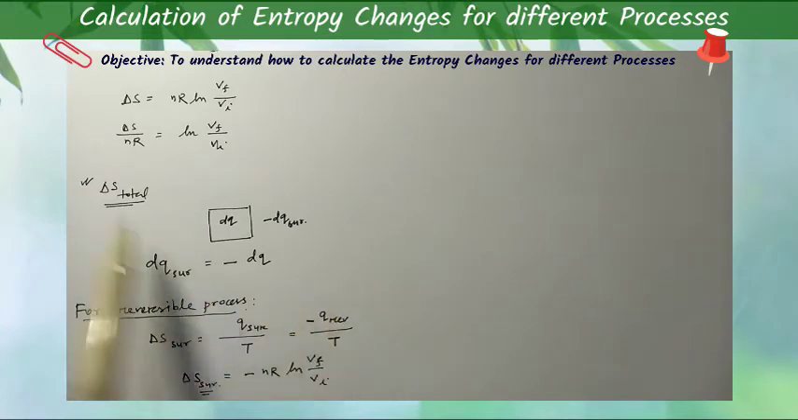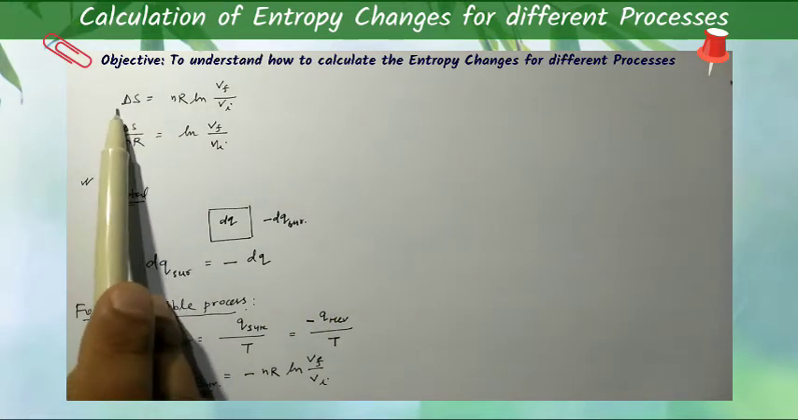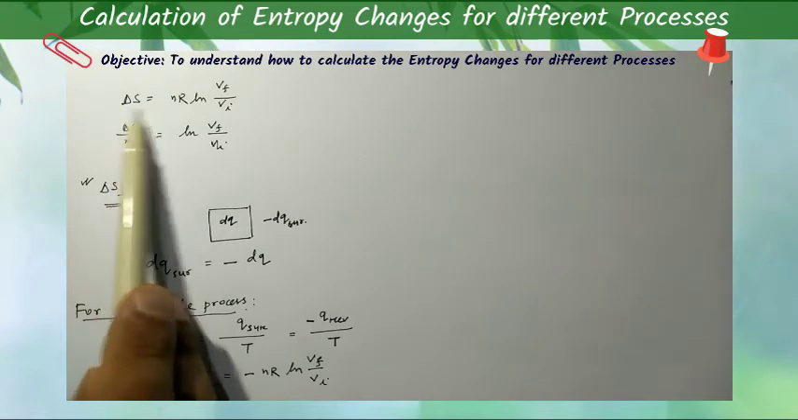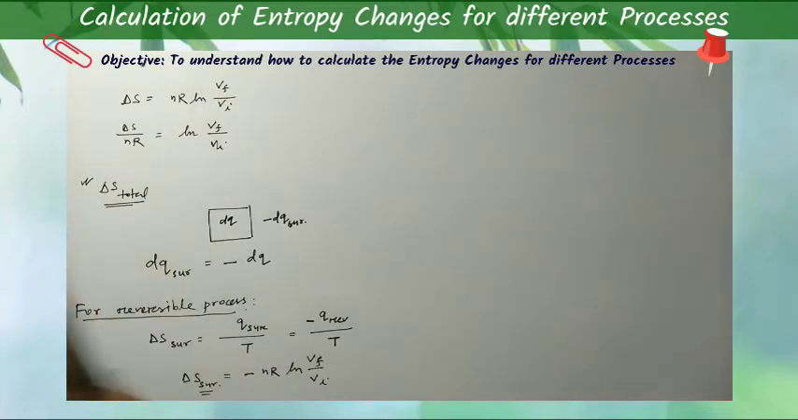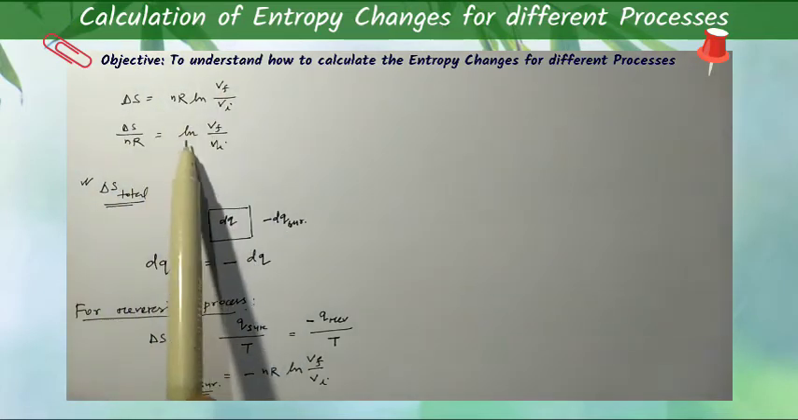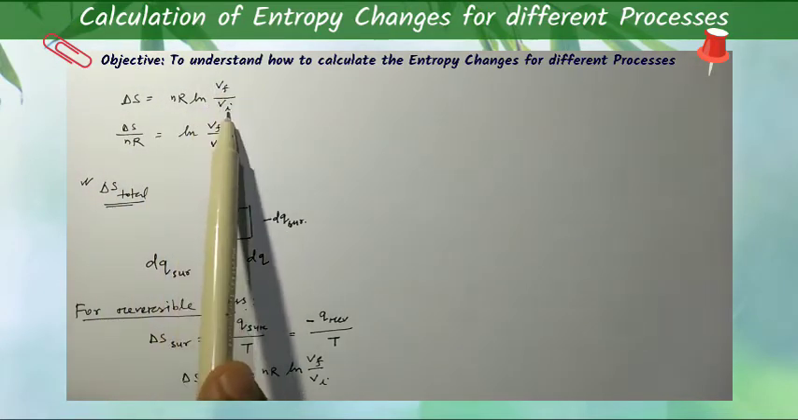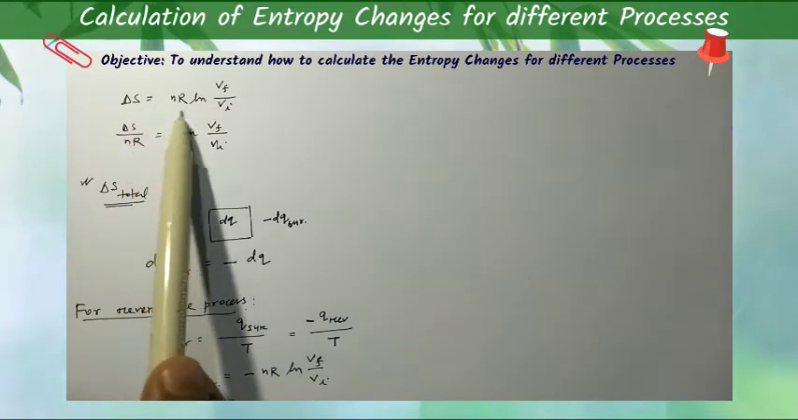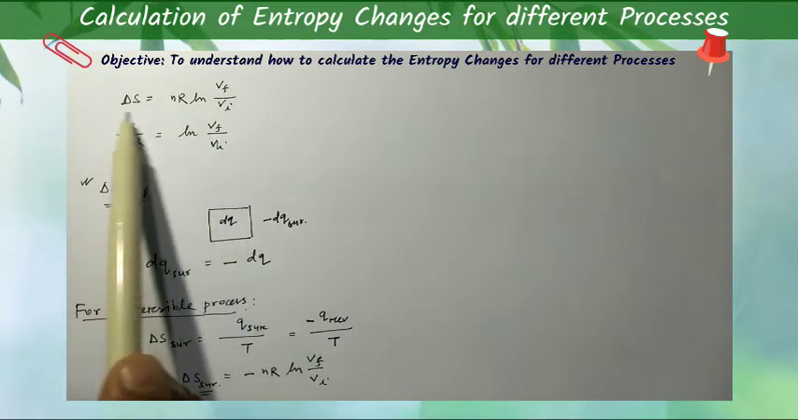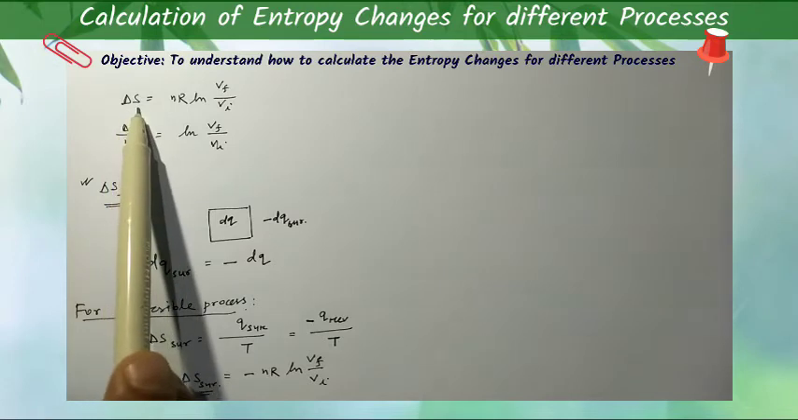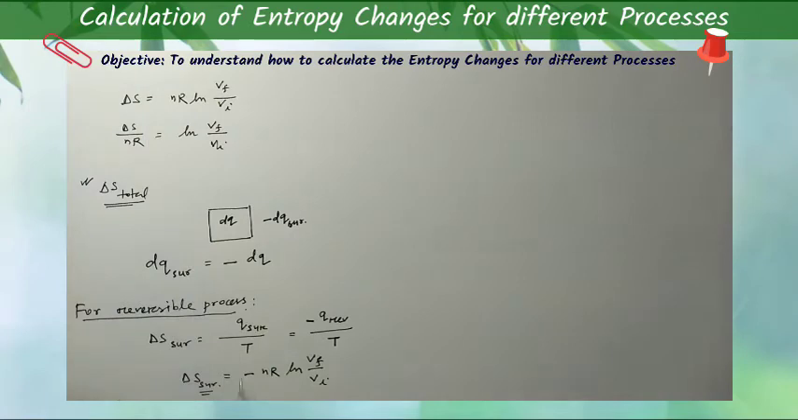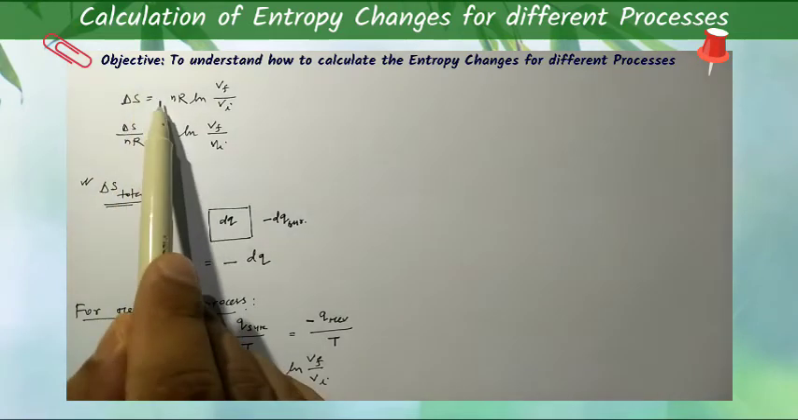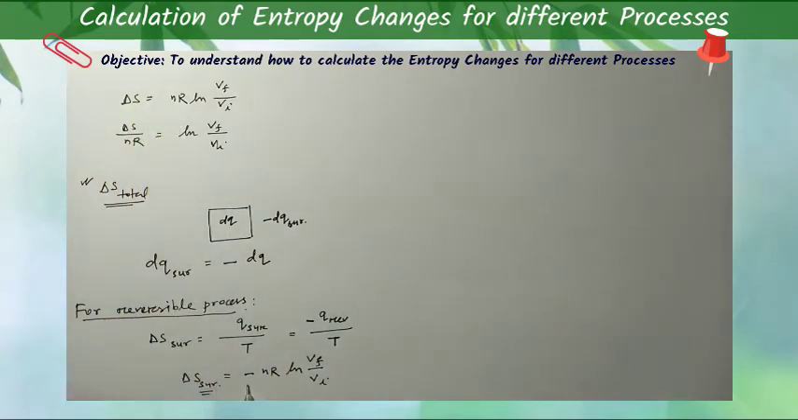Okay, so that means for the system, del S, the change of entropy, is equal to nR ln Vf by Vi. That means there will be an increment of the entropy because this is a positive sign, but here the amount of increment is actually the amount of decrease. Do you understand this point?